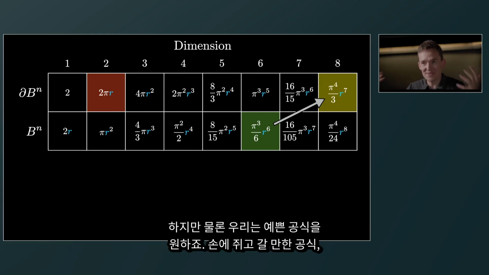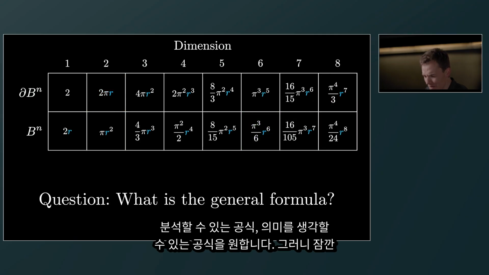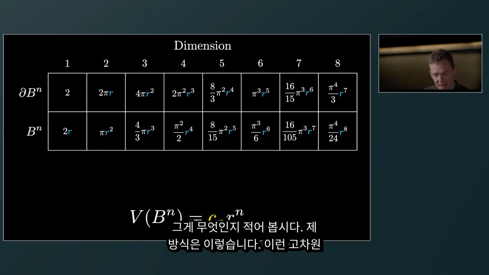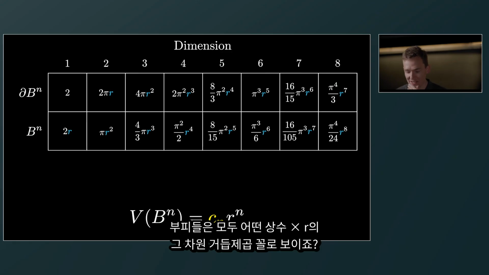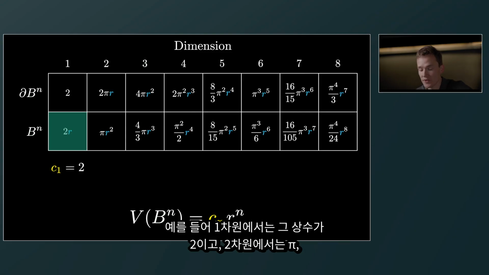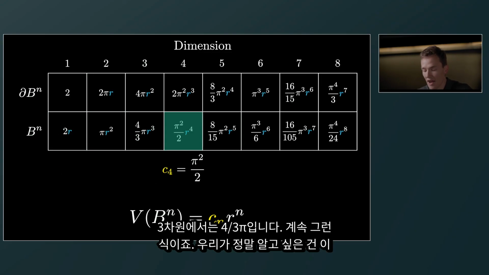But of course, we want a nice formula for this. We want to come away with a formula, we want to analyze the formula, we want to think about what it means. So let's take a moment to see if we can write down what that should be. The way I'm going to do this, each one of these volumes in higher dimensions looks like some constant times r to that number of dimensions. So, for example, in 1 dimension, that constant is 2. In 2 dimensions, that constant is pi. In 3 dimensions, 4/3 pi, on and on and on.